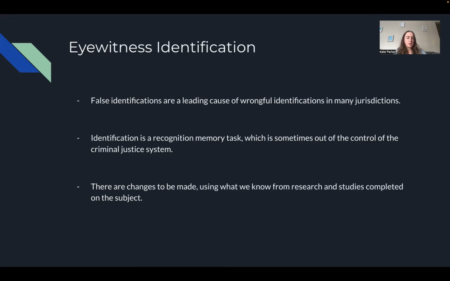It can be tricky because identification is a recognition memory task, which is oftentimes out of the control of people working in the criminal justice system. That being said, while there are changes to be made, there have been many studies done and much research gathered on this topic in order to help people working in the criminal justice system understand what factors they actually are able to control in this process.